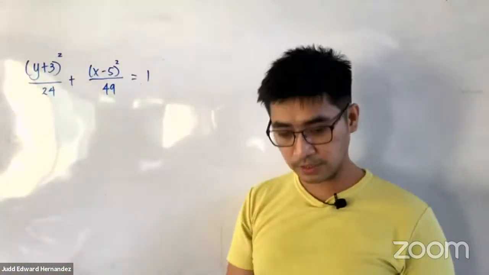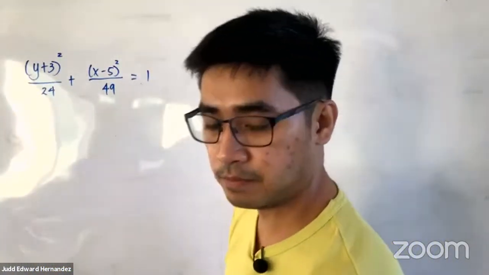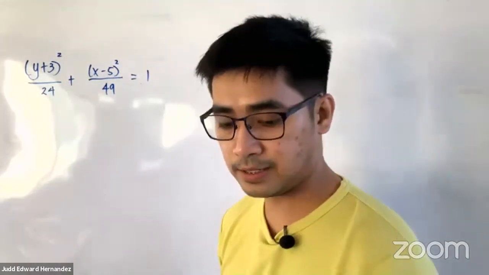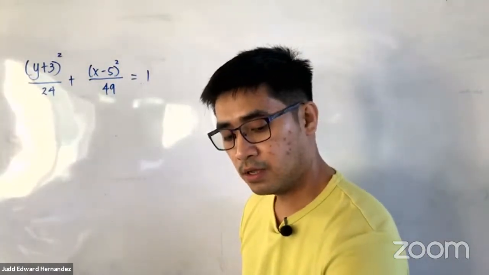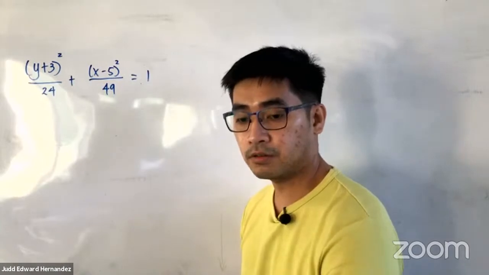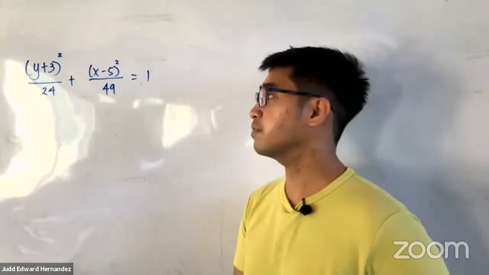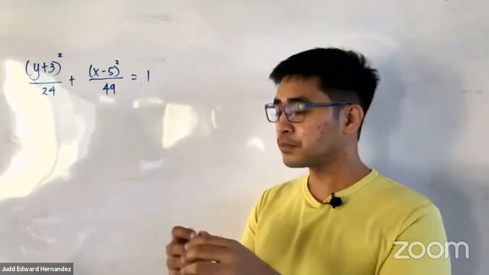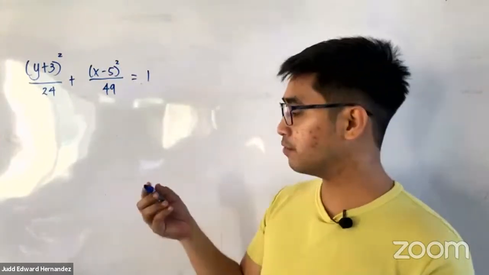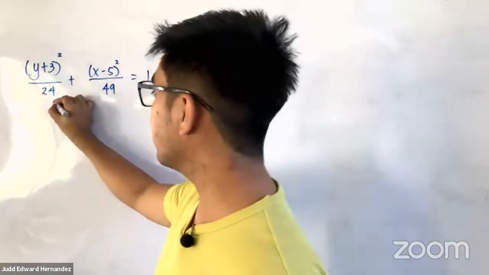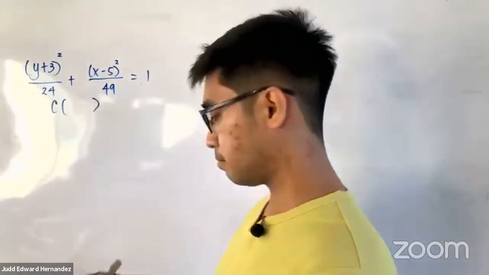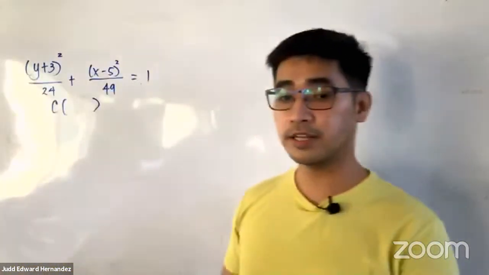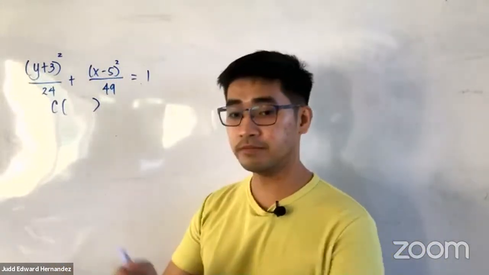Okay. So what if we're now given this example? Dito sa bagong example natin, it states here that we have (y plus 3) quantity squared over 24 plus (x minus 5) quantity squared over 49 is equal to 1. So first thing that we need to do is to identify the center. And where is the location of the center if you're given this equation?